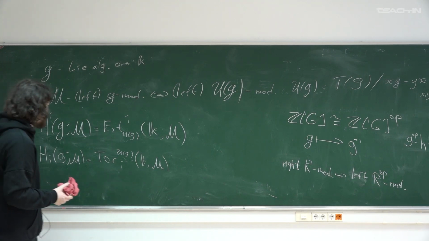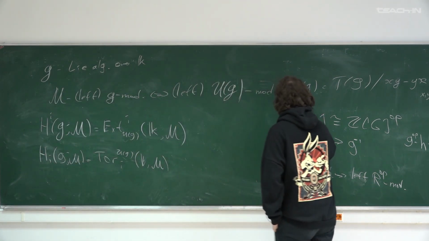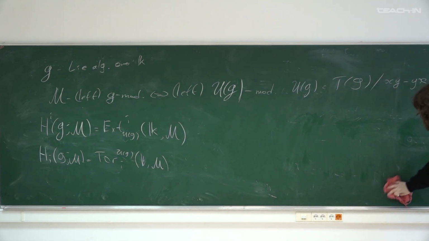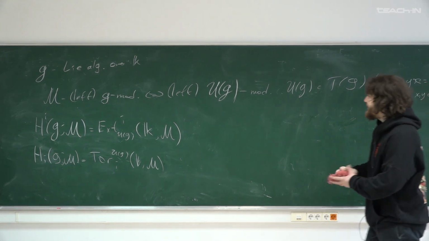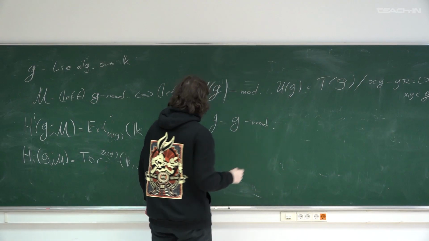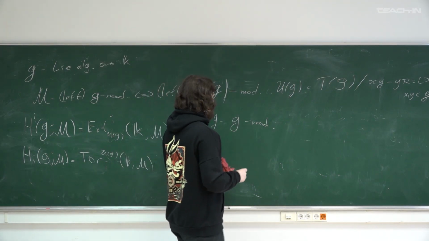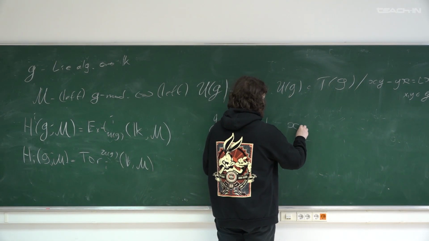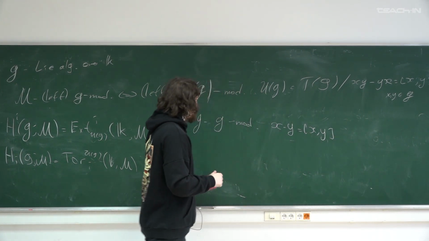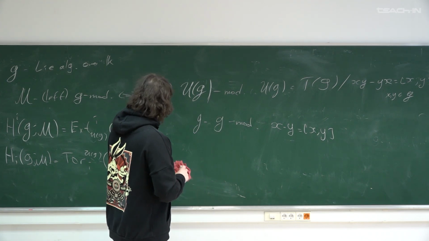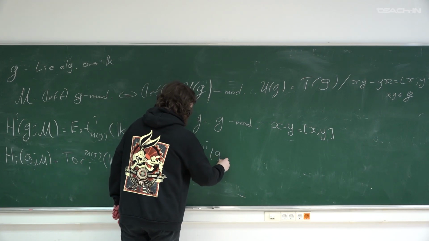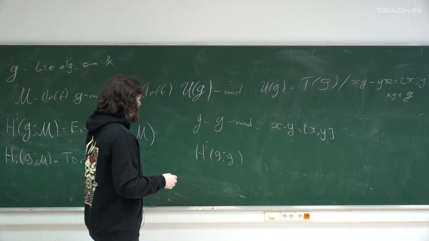For example, the Lie algebra G itself is always a module over itself. G is a G-module with the so-called adjoint action, just the action by commutator. And so, for example, we have homology and cohomology with coefficients in G itself. It's not trivial. It's the so-called adjoint homology and cohomology.